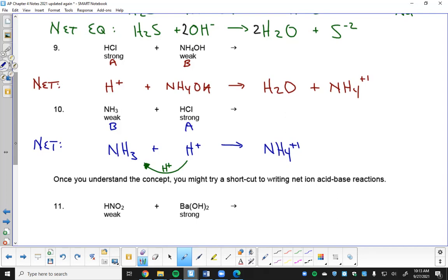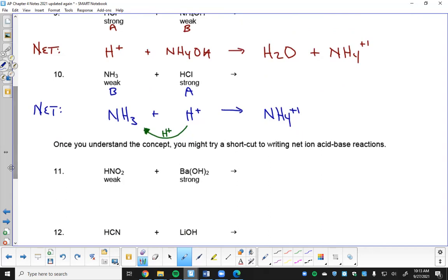If you can't make water, then you have to think of the Bronsted-Lowry definition and think about where the hydrogen is donated from and where it's being received. And that's all there is to that one. If you take a neutral molecule and you add a charged particle to it, it's going to take on that charge and add that extra piece to it.